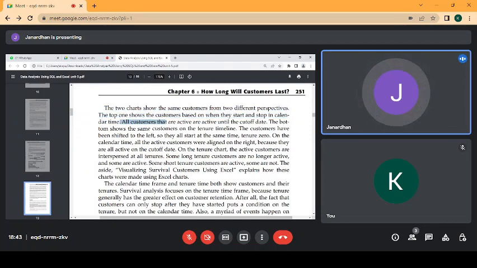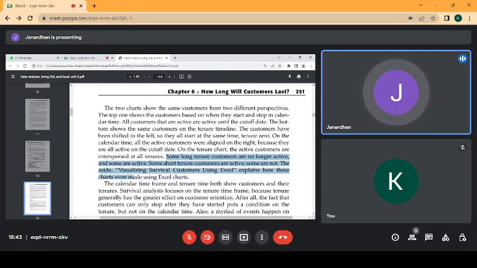All customers that are active until the cutoff date. The bottom shows the same customers on the tenure timeline. Right. The customers have been shifted to the left, so they all start at the same time, tenure 0. On the calendar time, all the active customers were aligned on the right because they are all active on the cutoff date. On the tenure chart, the active customers are interspread at all tenures. Some long tenure customers are no longer active and some are active. Some short tenure customers are active, some are not.